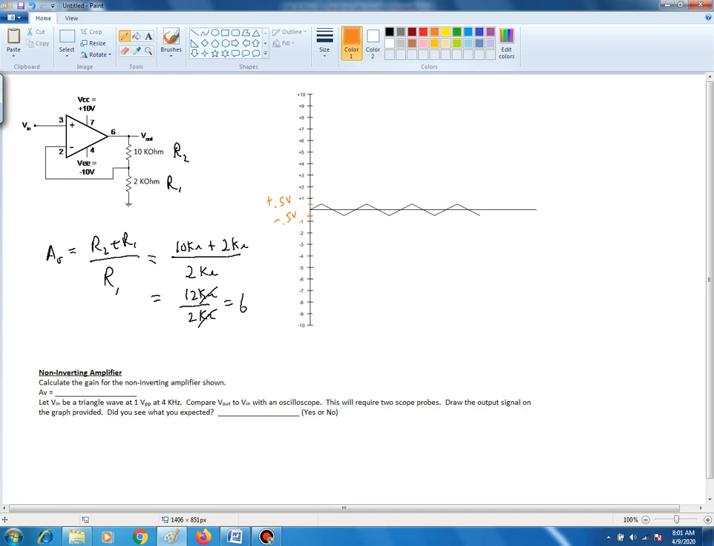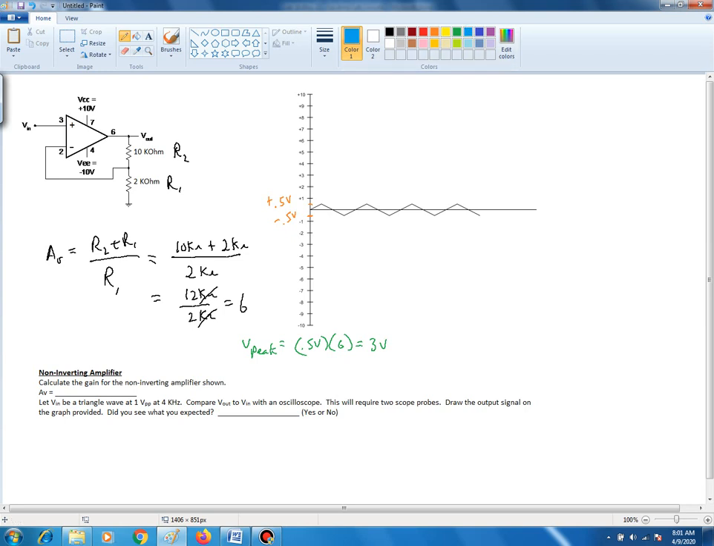V peak, as far as your peak output, will be, say, 0.5 volts times 6, which is equal to 3 volts. So since this is a non-inverting amplifier with a gain of 6, I know that on the positive side, it's going to peak out at positive 3 volts, and then on the negative side, it's going to peak at negative 3 volts. So the easiest thing to do is just to place dots. So that's what I will do.